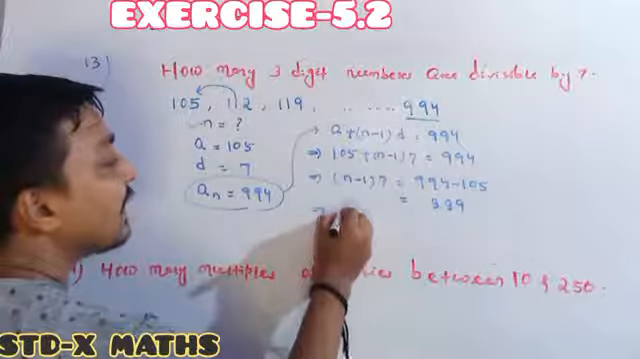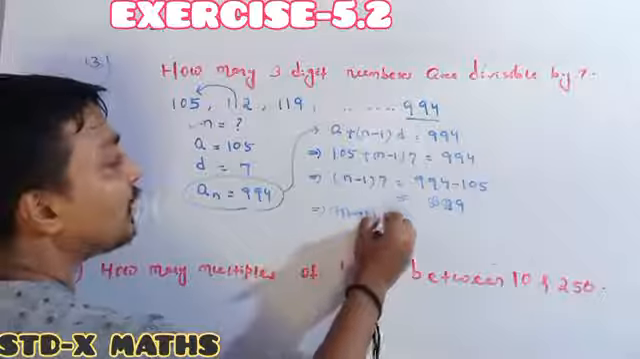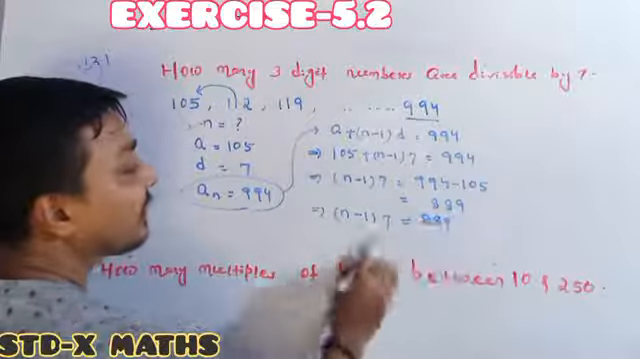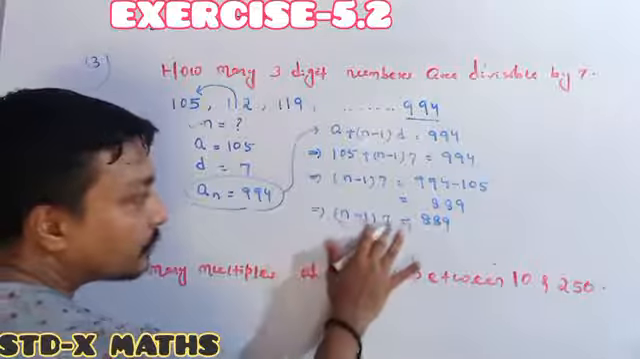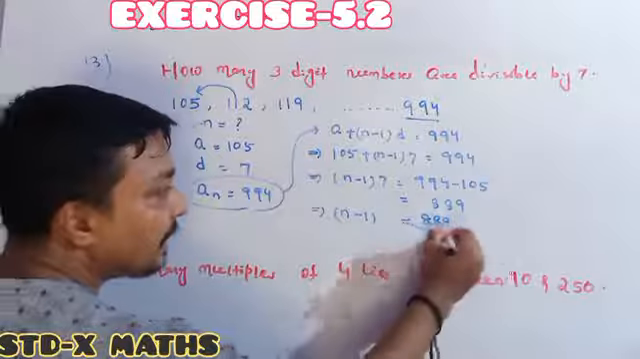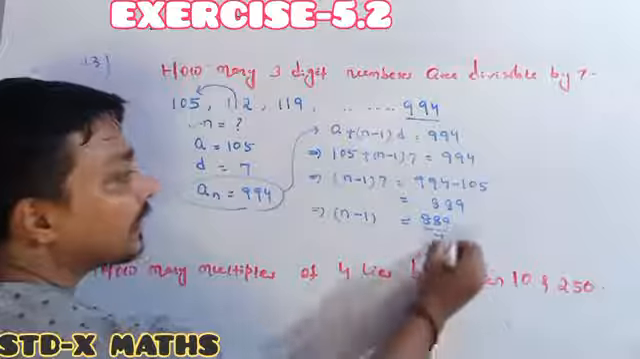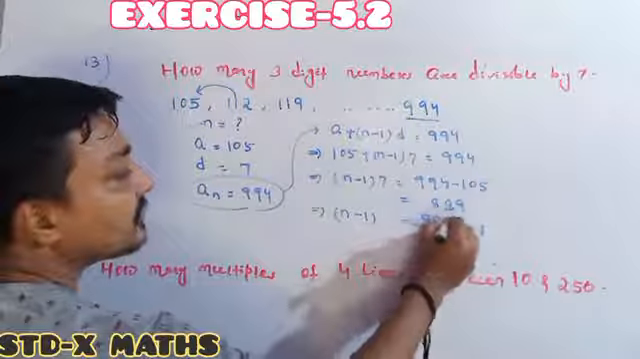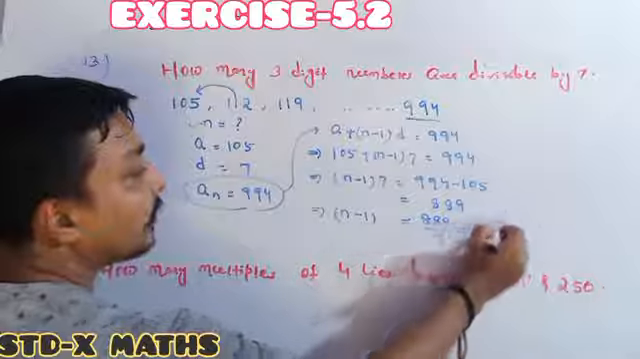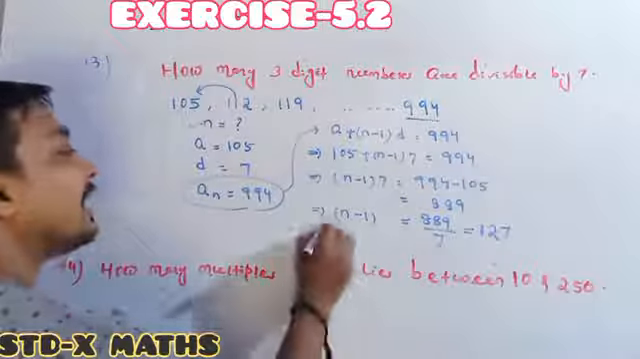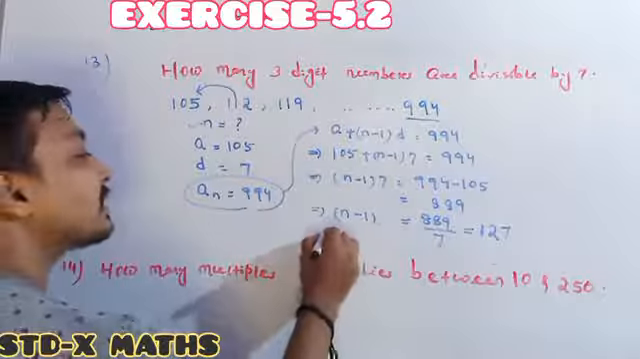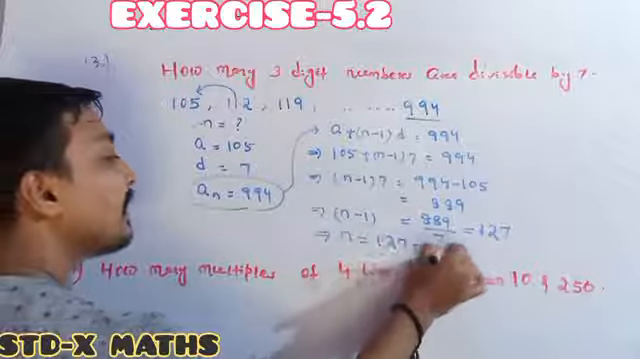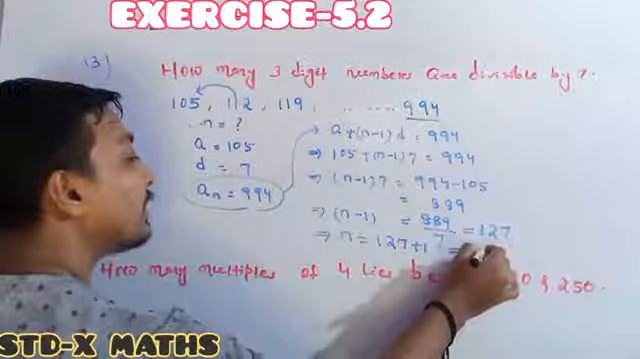Which implies (n minus 1) times 7 is 889. But I want to find n minus 1, so it is to be divided by 7. When it is divided by 7, it gives us 7 ones are 7, 7 twos are 14, 7 sevens are 49. n minus 1 is 127. It implies n is 127 plus 1, which is 128.